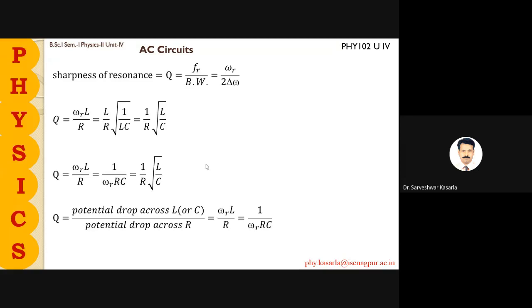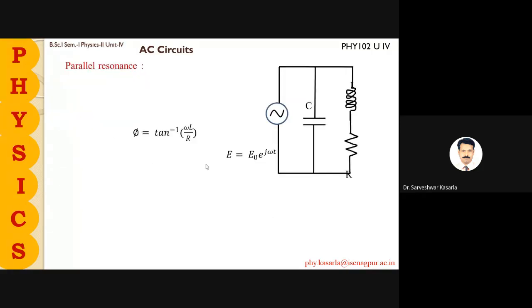That is omega L upon R, the potential drop across L upon the potential drop across R. Also, the value of Q will be the same, that is 1 upon R into under root of L by C. So this is what we have seen in the last lecture.